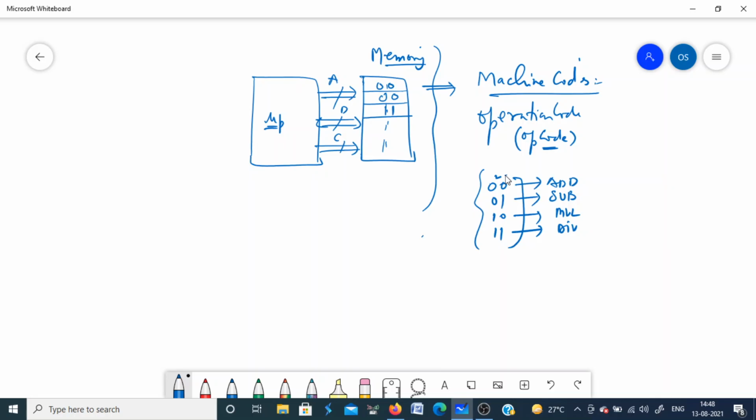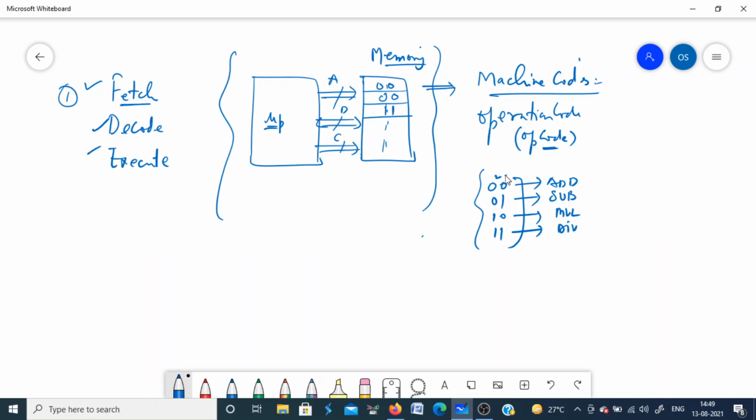Now, how are these operation codes executed? The processor basically performs 3 operations: fetch, decode, and execute, and these are performed for each instruction. This is called the instruction cycle.